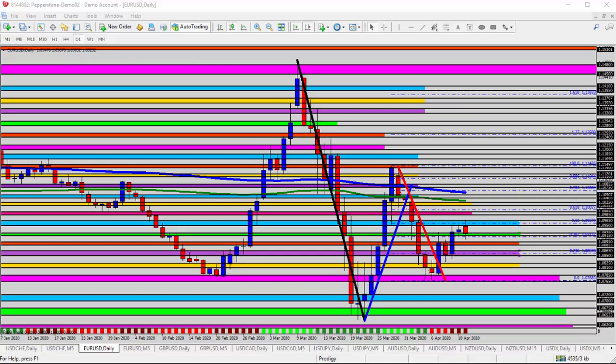Today we're looking at the EURUSD, the euro versus the US dollar, for today's trade analysis. We're looking here at the daily time frame. We have really four different trends I want to recognize here. Of course, the black trend line, the downtrend, a significant fall here for the euro.